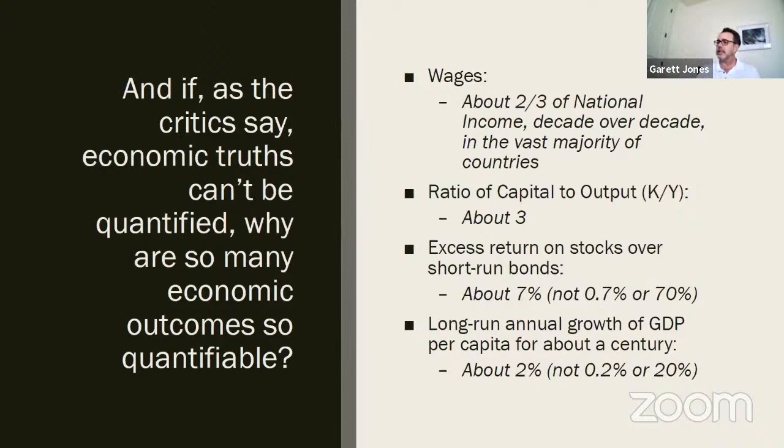Why is the excess return on stocks over short-run bonds around 7%, the real return on stocks over bonds? Why is it 7 and not 0.7 or 70? Why this number?